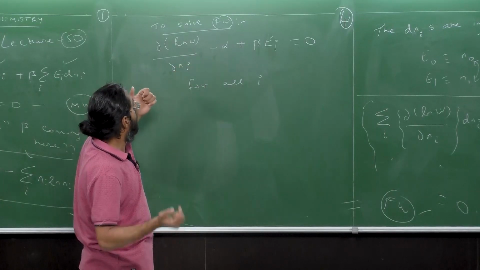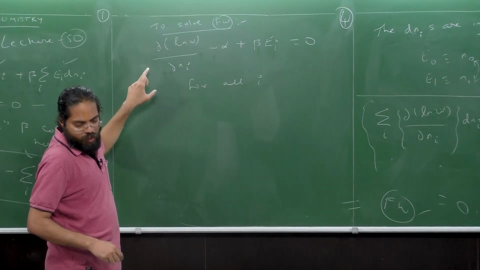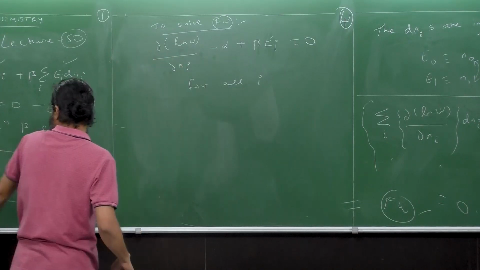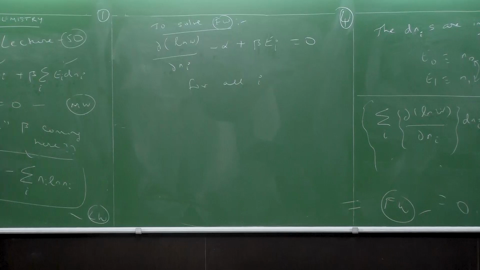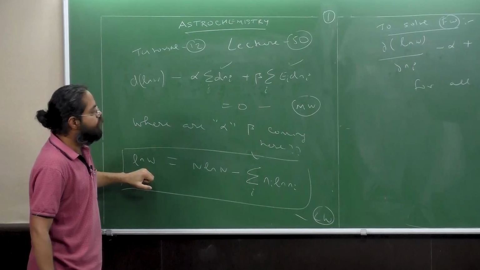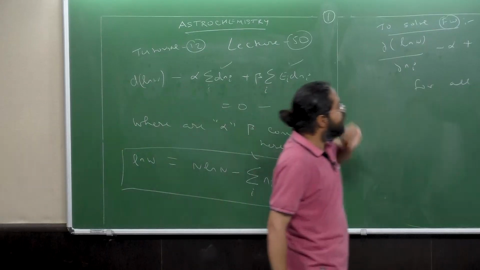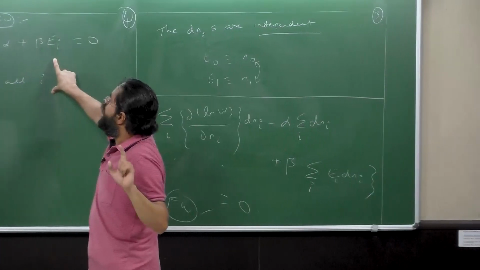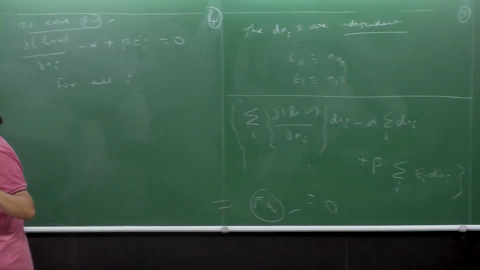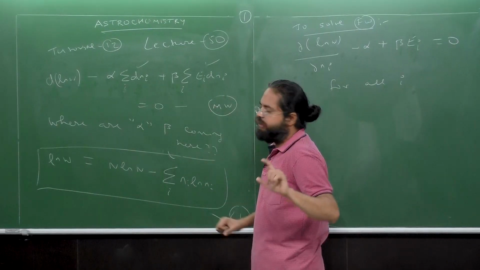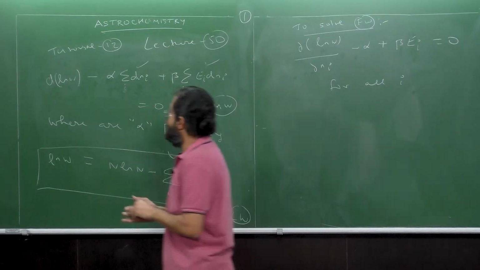Now the thing is, we should compute this particular expression, given that your ln W is this. So you must now compute this expression. In fact, just hang with me. I told you that I've chosen alpha to be negative and beta to be positive. I'm going to make a small change. Please hang on with me.